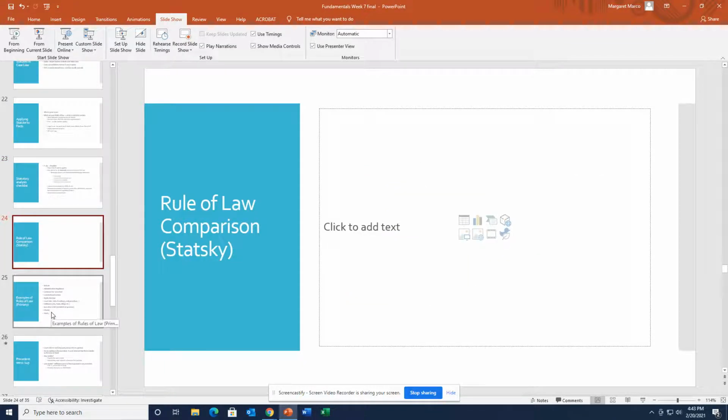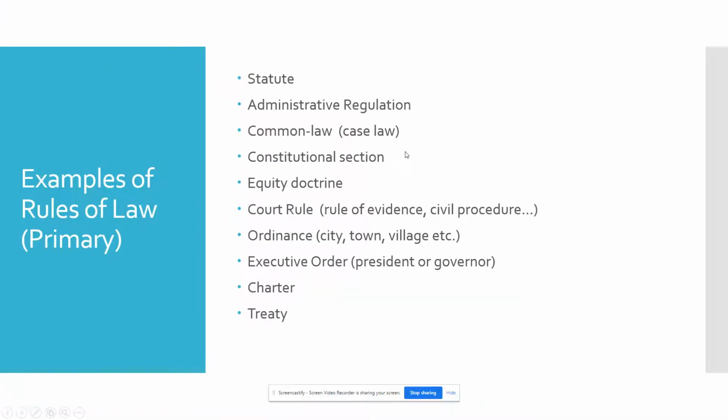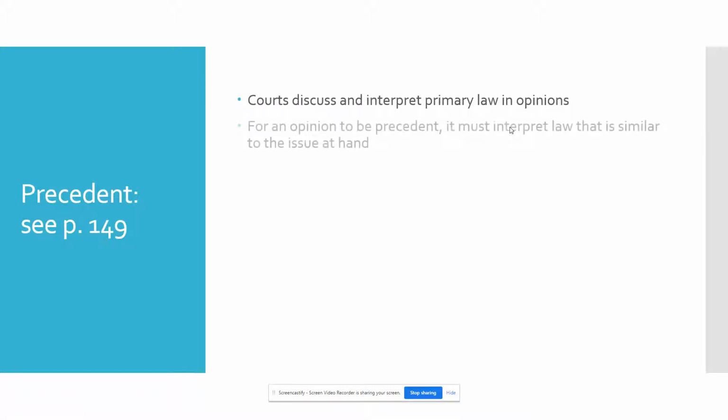Okay. Rule of law comparison. Rules of law we've talked about are basically laws. We have statutes, regs, case law, constitutional sections, court rules, all sorts of things. So these are our primary laws that we've talked about. And we know that courts in decisions discuss and interpret these primary laws. And for an opinion to be precedent, it must interpret a law that is similar to the issue at hand.